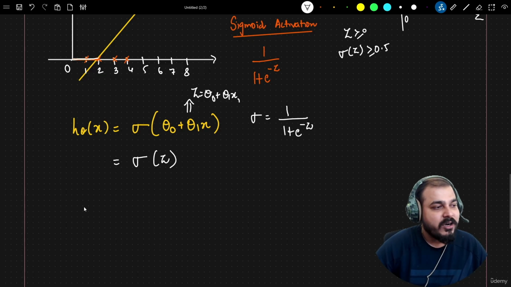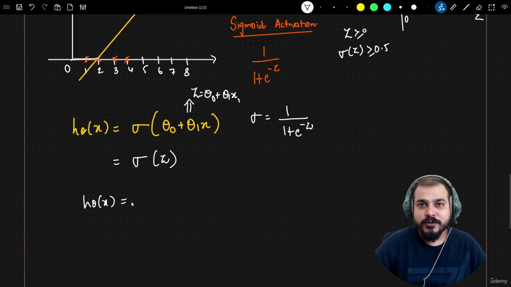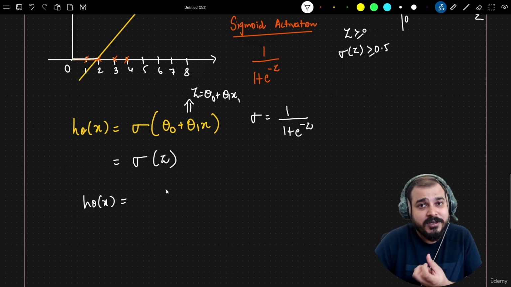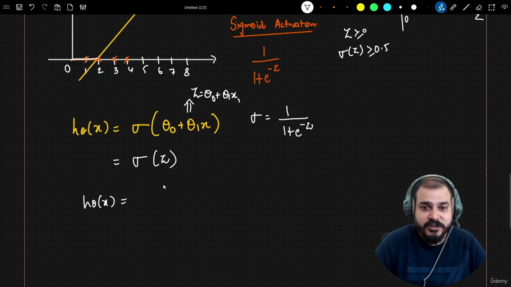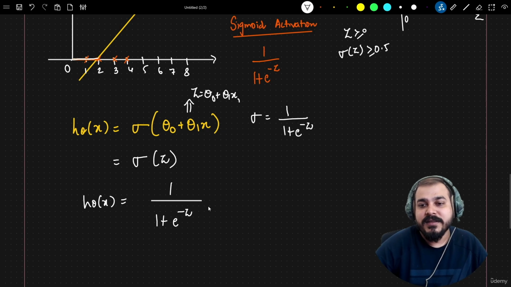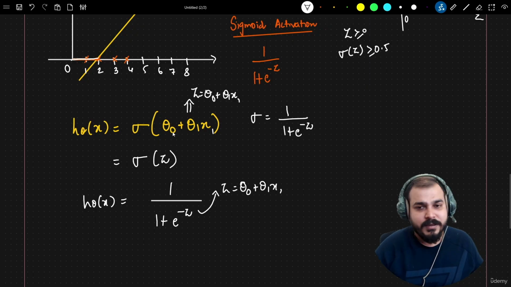Which in short I can basically write as h theta of x. Even in linear regression, we took theta 0 plus theta 1 multiplied by x. That is the equation. Now h theta of x, the hypothesis that we are going to apply, will basically be 1 over 1 plus e to the power of minus z, where z is nothing but theta 0 plus theta 1 into x1, or x, anything.